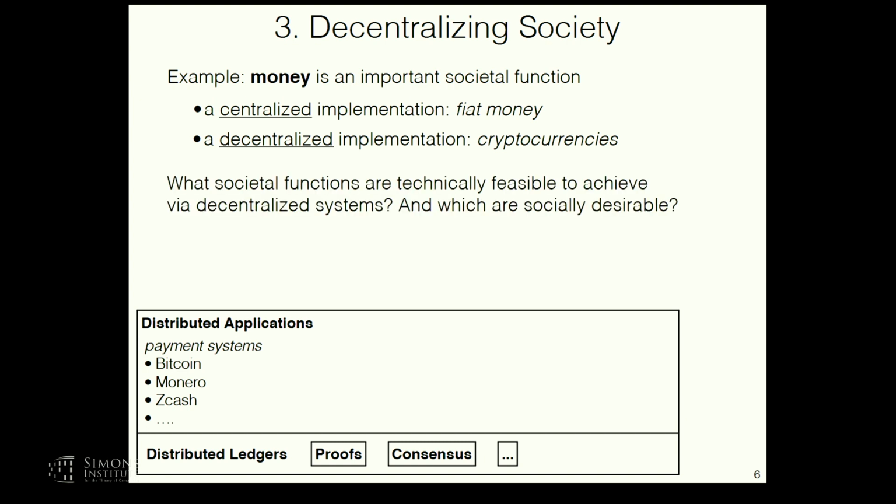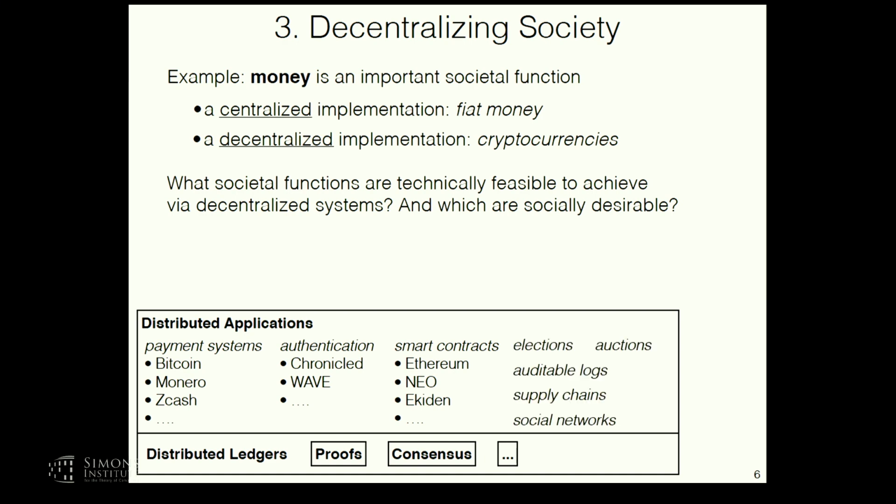But you can also ask, what societal functions are technically feasible to achieve via decentralized systems and which ones are socially desirable. Over the past few years, there's been a lot of work trying to explore how to achieve other societal functions such as elections, or maybe provide more secure supply chains that use many of these tools. This is hardcore theory applied for realizing useful peer-to-peer systems.